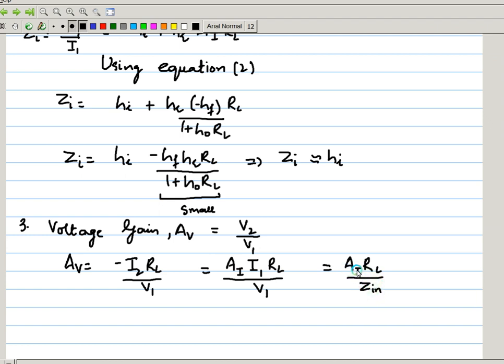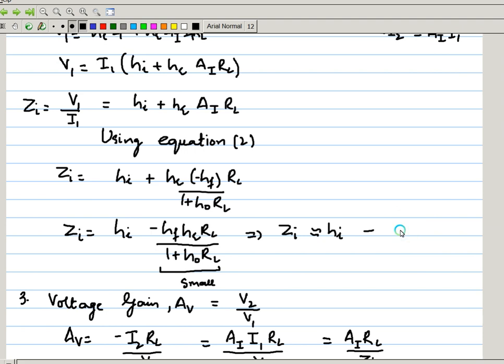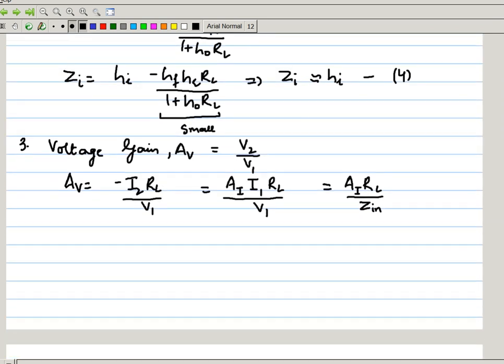So Zin is known from equation, let us call this equation fourth. So Zi is known from equation fourth. So Ai can be found from equation 2 and Zin from equation 4, and therefore voltage gain can be calculated.